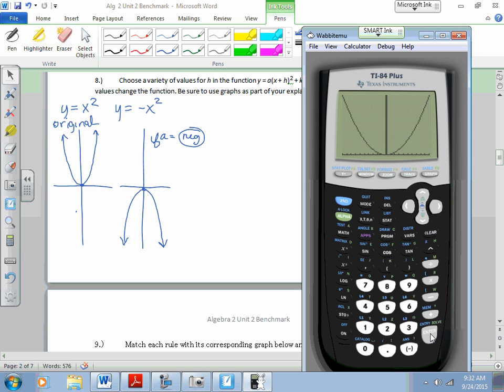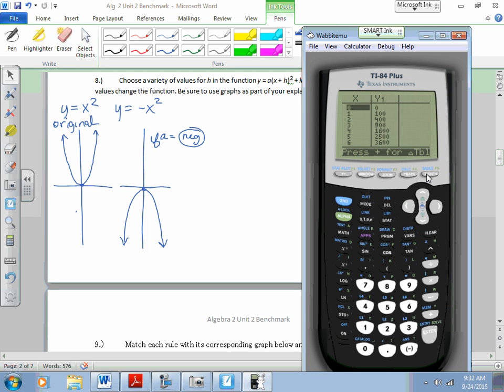And here's how you can check. Everybody go to the table of values. When x is 0, y is 0. When x is 1, y is 100. So do you notice in the original parent function, when x was 1, y was 1? And when x was 2, y was 4? Do you see that it's making the graph way tighter?